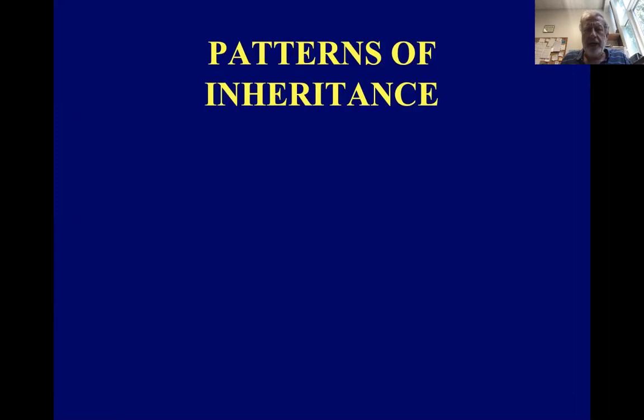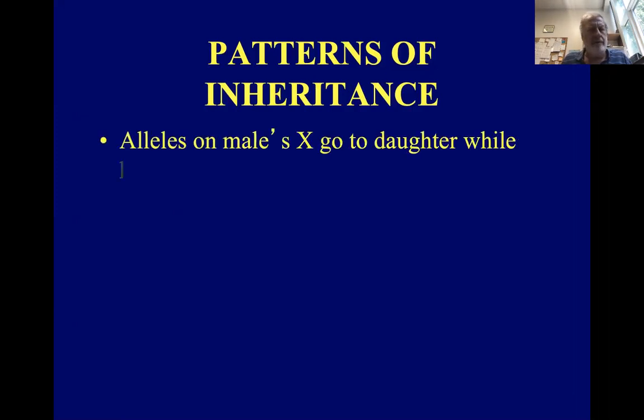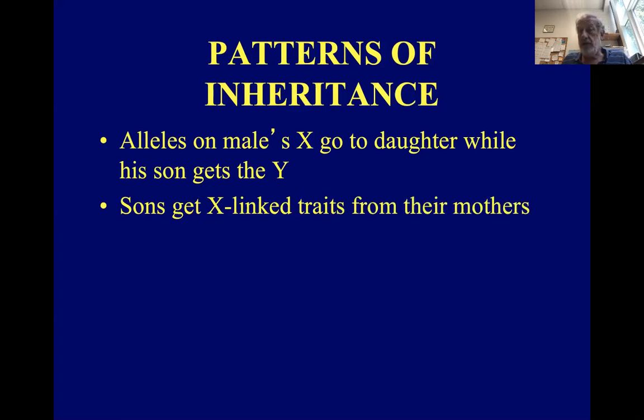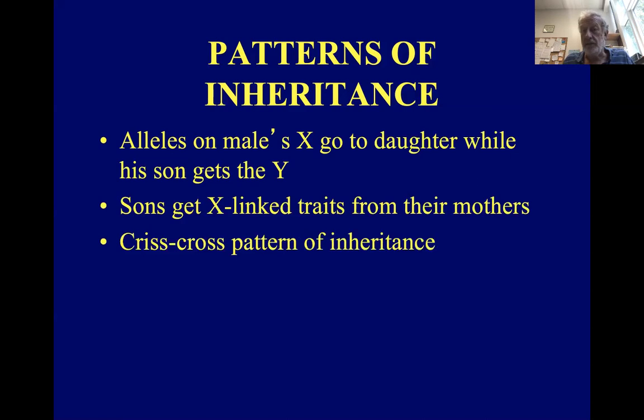So now let's look at patterns of inheritance of X-linked genes. Remember, we males only have a single X, and the alleles on that go to our daughters. Our sons get the Y chromosome, so they don't get any X-linked traits from their fathers. But we males get our X-linked traits from our mothers, because that's where our only X comes from. We call this a crisscross pattern of inheritance, because traits from one sex move to the other sex in the next generation and then back again in the following generation.